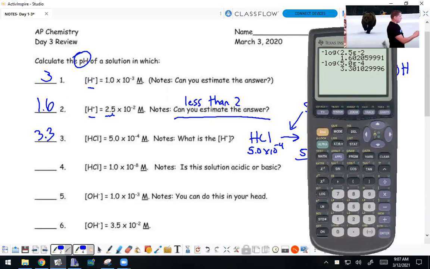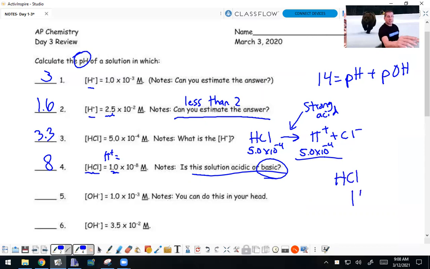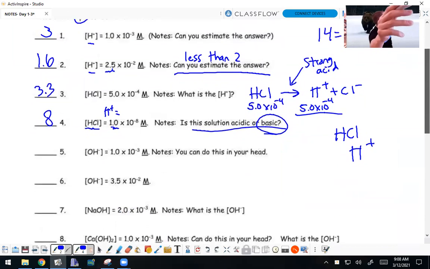We can estimate the next one. A lot of times it is asked, is this an acidic or basic solution? Less than 7, we have an acidic solution. Greater than 7, we have a basic solution. We can estimate it's 1 again, and it's HCl again. So that means the H plus concentration is also equal to that, which means the pH is 8, which means this is a basic solution. Yet it's hydrochloric acid, meaning it has H plus. So how can that be a basic solution? We're going to talk about that as we do more and more of this.